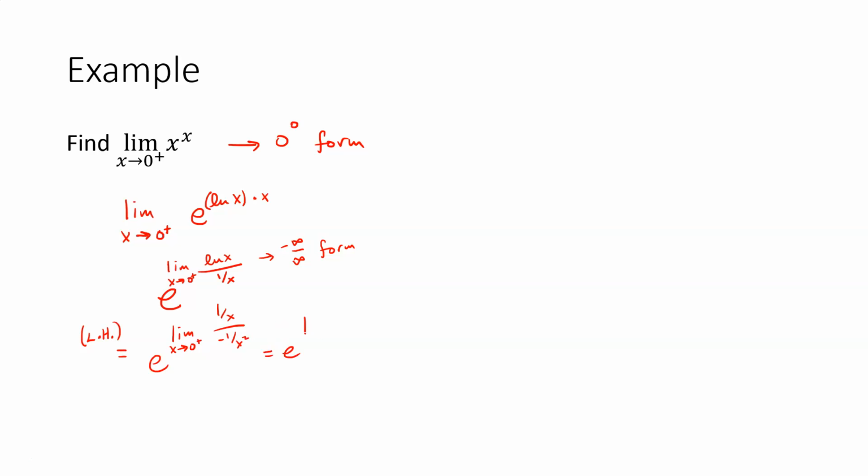And a little bit of simplifying here. I can flip over the negative 1 over x squared, so we have negative x squared over x. And that simplifies to just negative x, and so as x goes to 0, we're left with e to the power of 0, which is 1. So there we have it, that as x approaches 0 from the right, x to the power of x is going to go to 1.